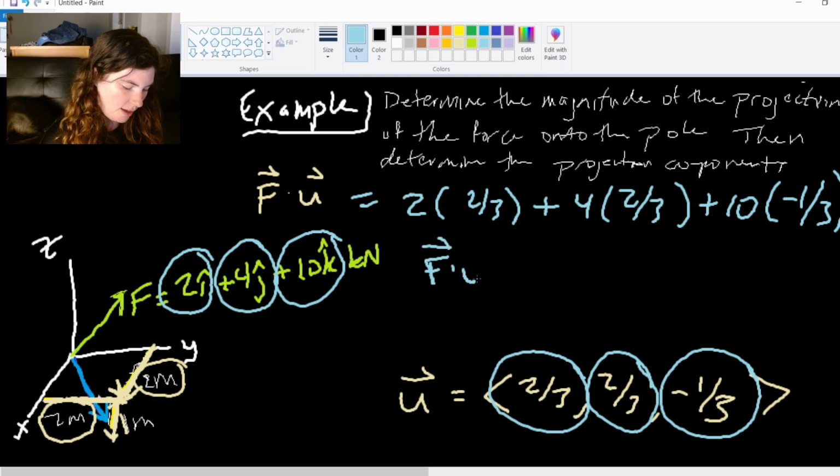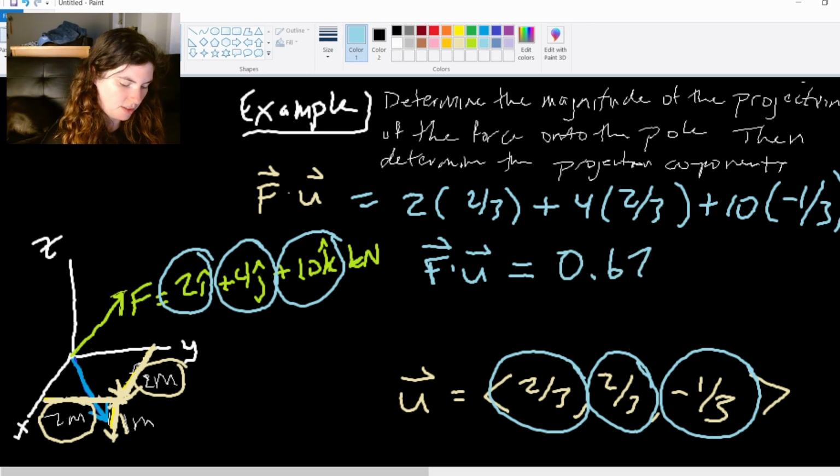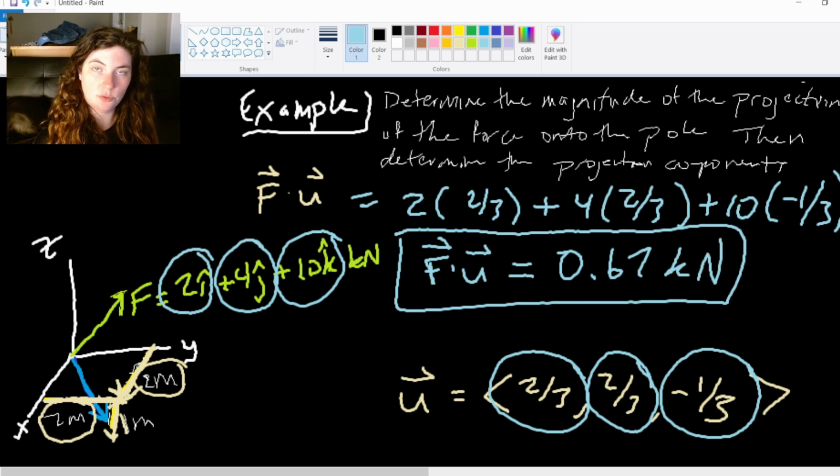I'm going to get that F dot u dot product gives me the projection of the force onto the pole. It gives me a magnitude of 2/3 kilonewtons, which I'm going to write as 0.67 kilonewtons, since our original force was given in kilonewtons. This is the projection of the force onto the pole, the component of the force that's actually acting on the pole.